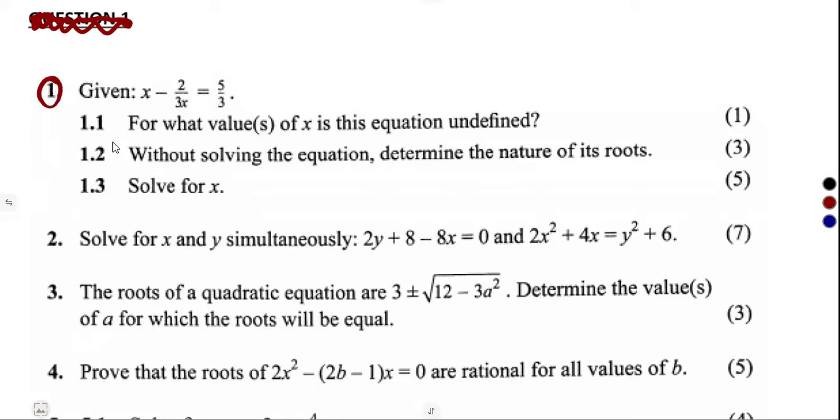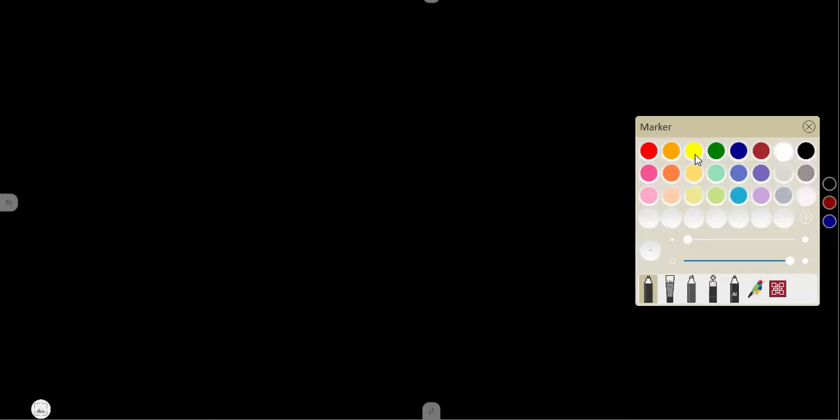All right. So this is the first part that we have on question number one, where we are given (x minus 2) over 3x is equal to 5 over 3. For what value or values of x? So maybe we're going to have 1 or 2, depending on what we have. For what value or values of x is this equation undefined? So we start with the undefined part. For this equation to be undefined. All right.